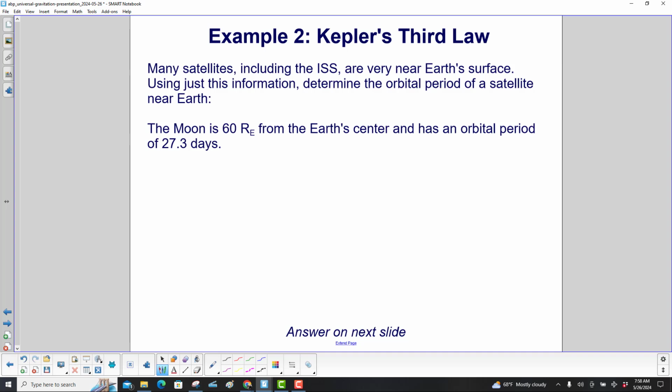Example 2, Kepler's third law. Many satellites, including the International Space Station, are very near Earth's surface. Using just this information, determine the orbital period of a satellite near Earth. The Moon is 60 R_E from the Earth's center and has an orbital period of 27.3 days.